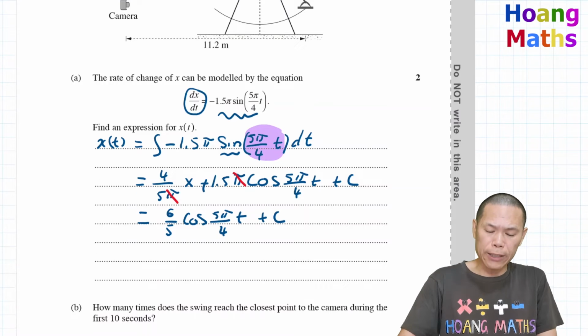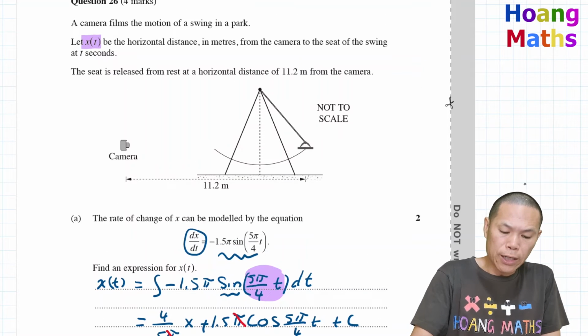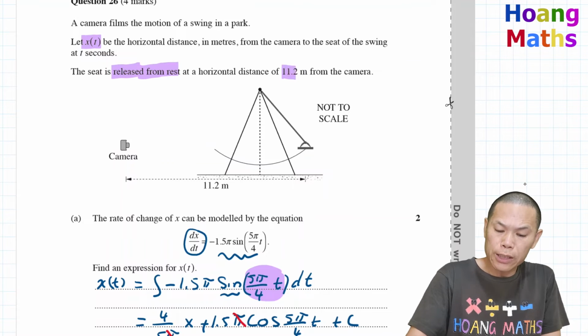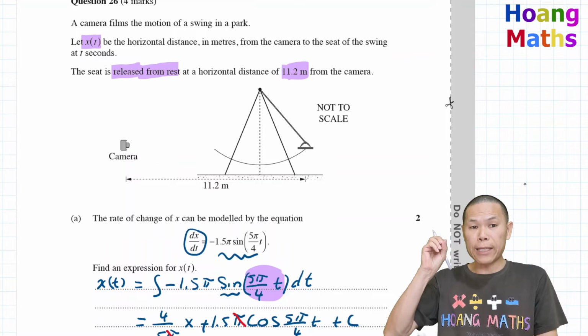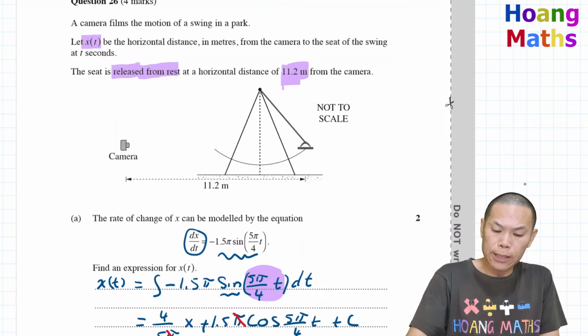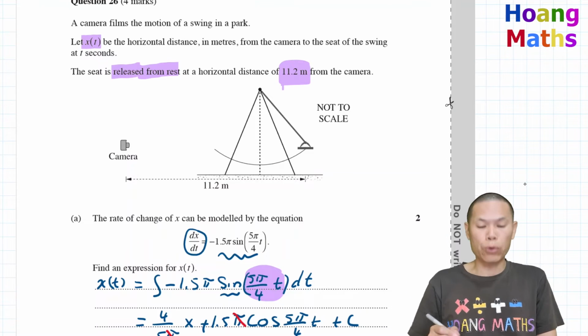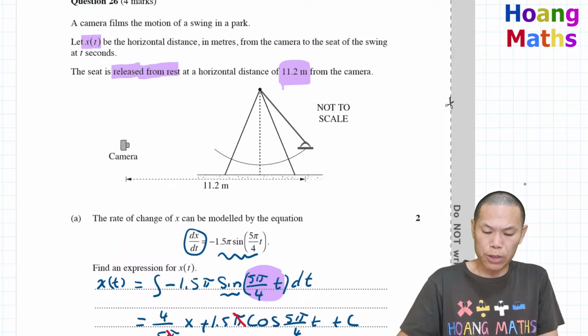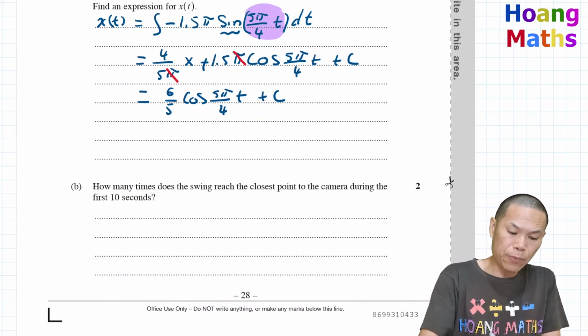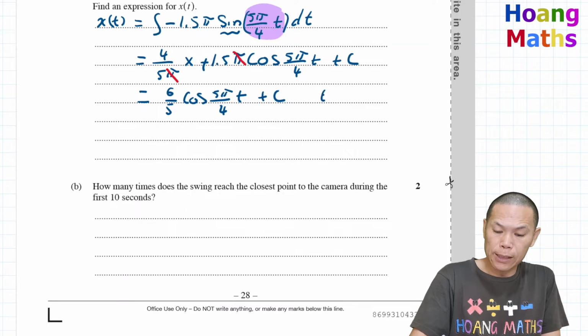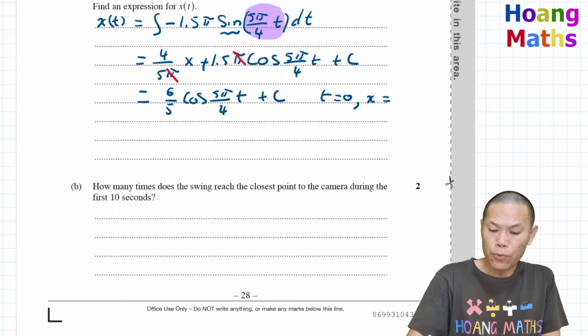And we know that the seat is released from rest at this horizontal distance. So when time starts at 0, x is equal to 1.2 meters. Let me write this down. So when t is 0, x is equal to 1.2 meters.